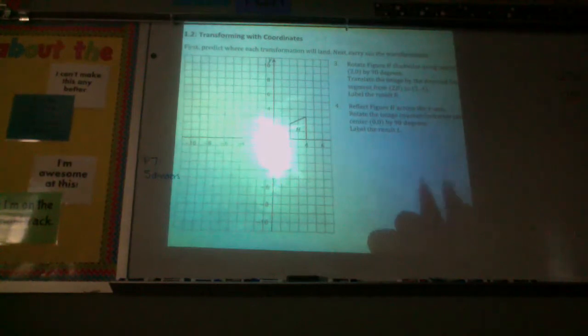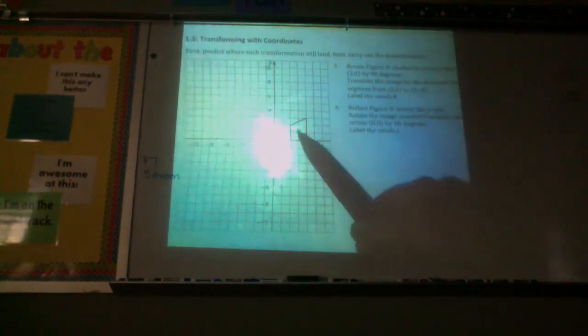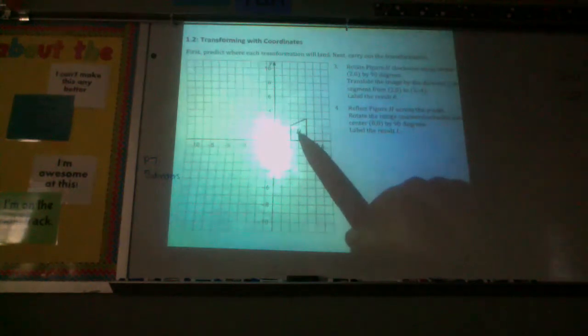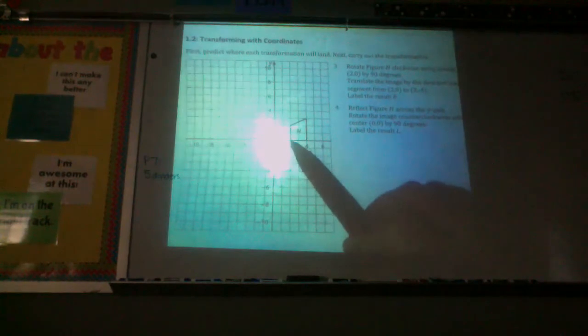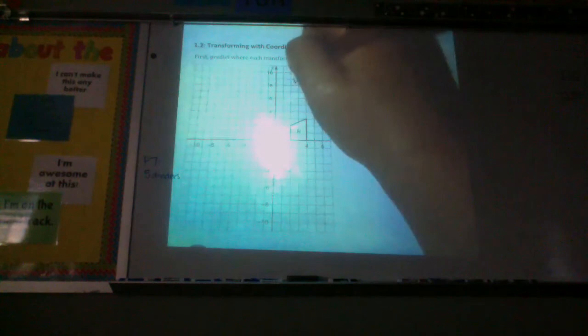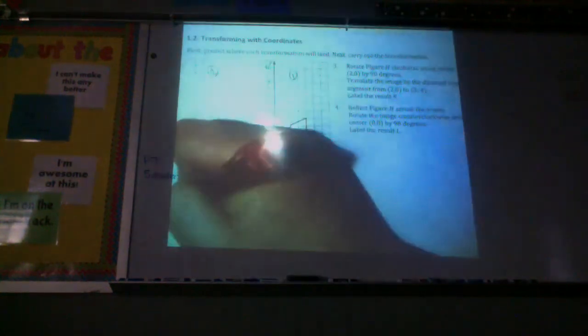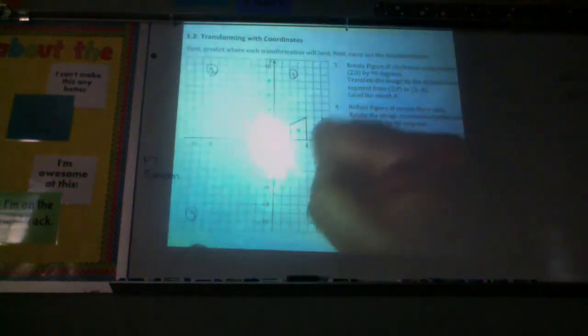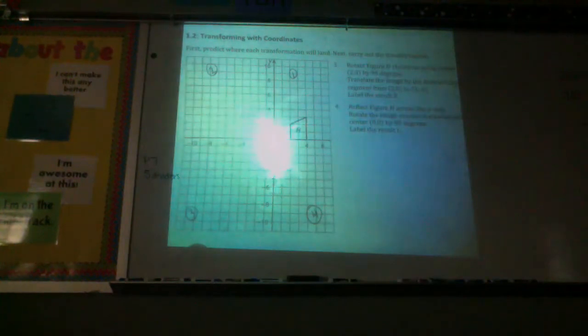So number 3 says, if I were to take this and rotate it clockwise, using the center 2, 0, rotating clockwise 90 degrees, and then translating it by the directed line segment from 2, 0 to 3, -4, tell me, which quadrant is it going to end up in? 1, 2, 3, or 4? Which one do you think it's going to end up in?